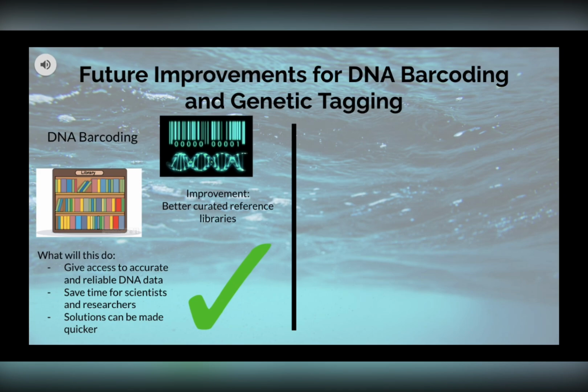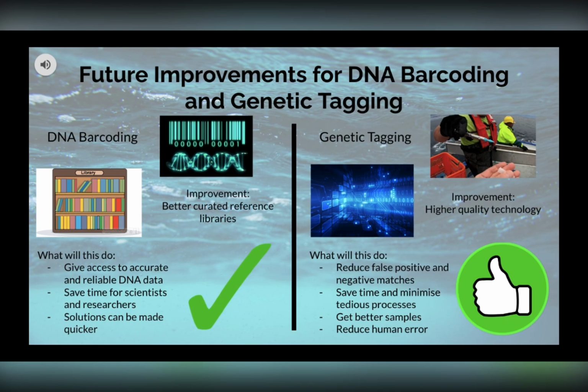In terms of gene tagging, although the technology is developing quickly, there is still the potential for false positive and negative matches, which means that very particular methods must be undertaken, which can be quite tedious and time-consuming. Future improvement and development for genetic tagging is the development of higher quality technology that is accessible and can assist scientists in getting better samples and reducing human error.